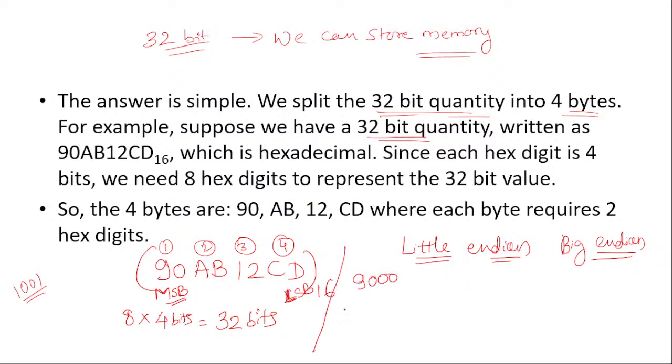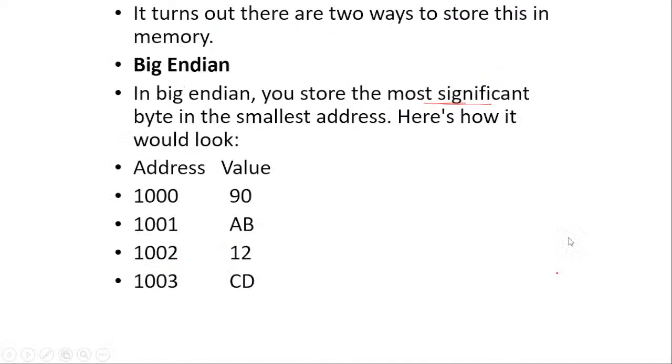Okay, 9000, 9001, 9002, 9003. I have a memory address. And what is the definition of big endian? Big endian means it stores the most significant byte in the smallest address.